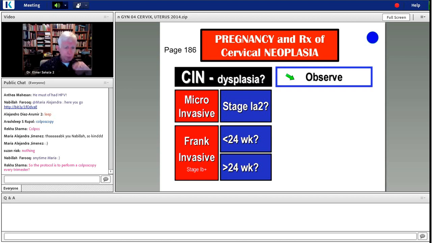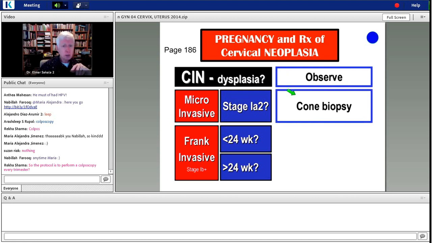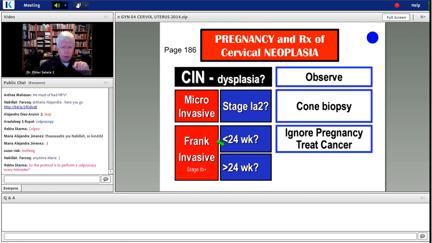Now, if it's microinvasion between 3 and 5 millimeters, stage 1A2, we might just do a cone biopsy and see if we can cut it out. Now, is there going to be extra bleeding? You bet there'll be more bleeding because she's pregnant, because there's increase in the vascularity. But if it is frank invasion, if it is more than 5 millimeters, that becomes problematic. And the bottom line is this. If she is pre-viable, and we can arbitrarily say that viability is around 24 weeks, if she is less than 24 weeks, the recommendation is to ignore the pregnancy and treat the cancer.